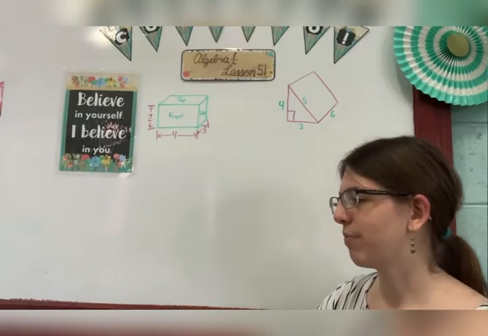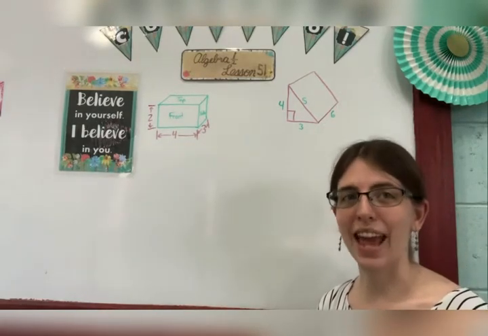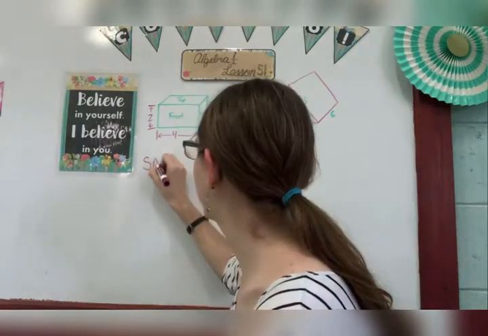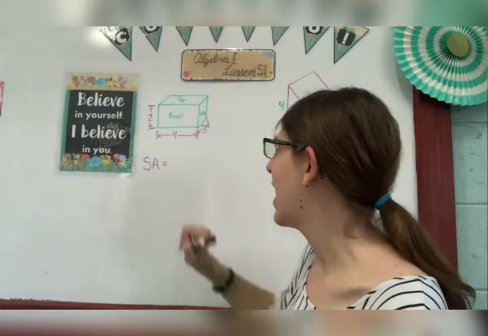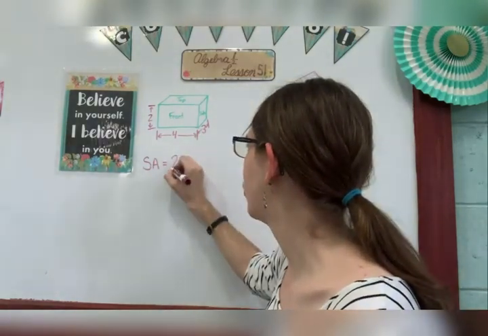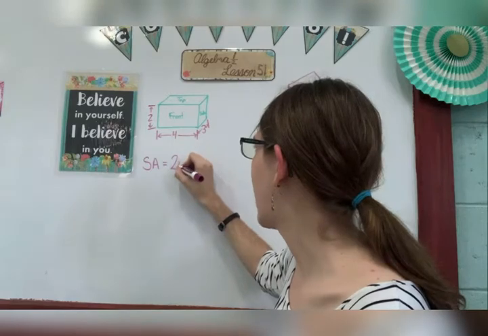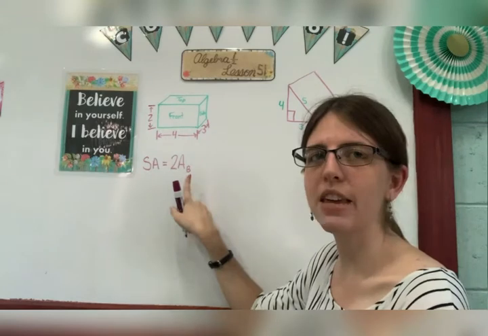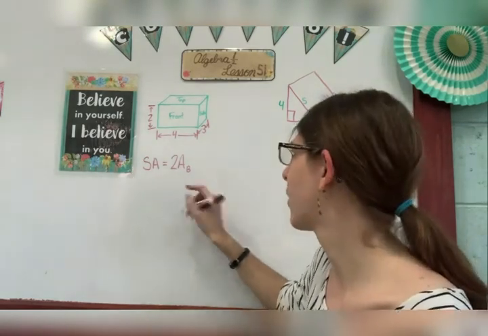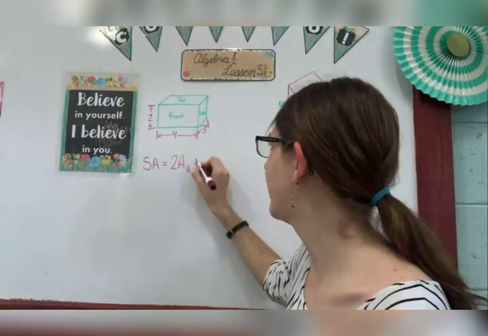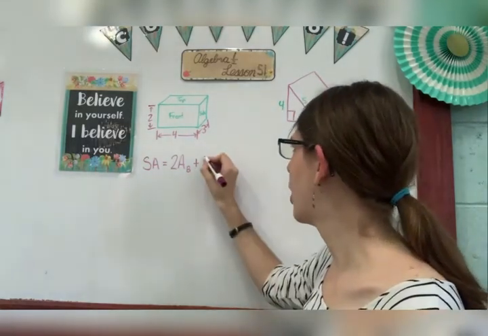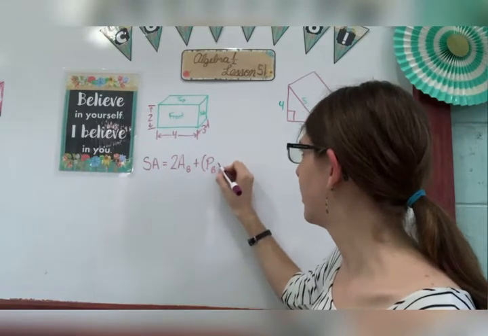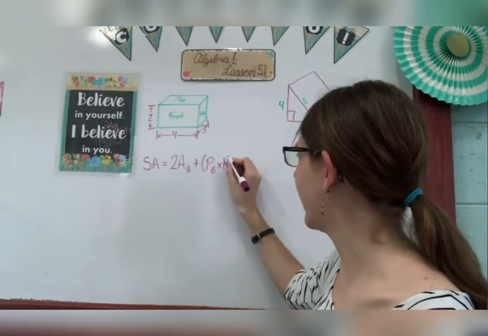Let me show you. And you're going to need to write this down. Surface area, what the SA is for, is equal to 2 times the area of the base, so A for area, little b to show you it is the area of the base, plus the perimeter of the base times the height.